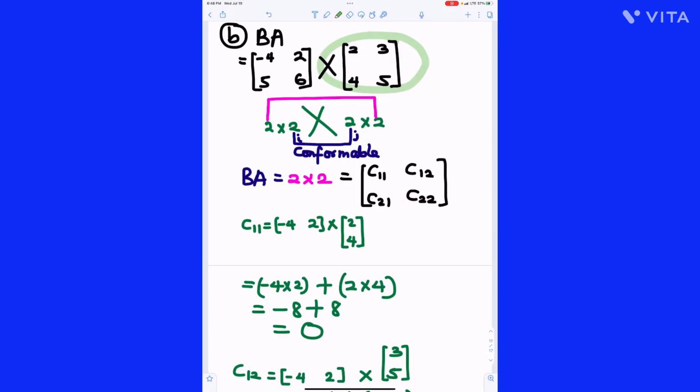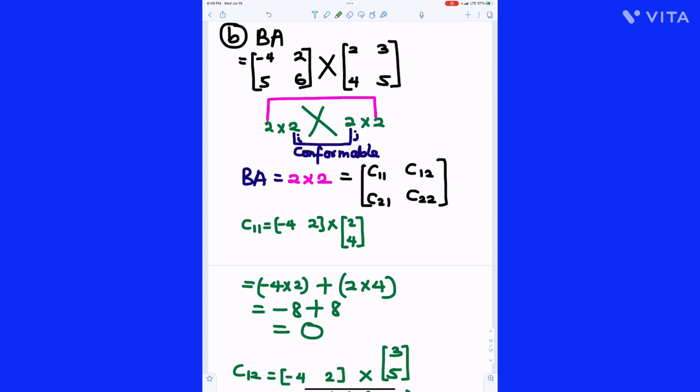To do this multiplication correctly, the first thing we check is, are the two matrices conformable for multiplication? To check this, I'll write down the number of rows and columns in B, which is the order of B, 2 by 2. Then I'll write down the order of A, which is also 2 by 2, 2 rows and 2 columns.